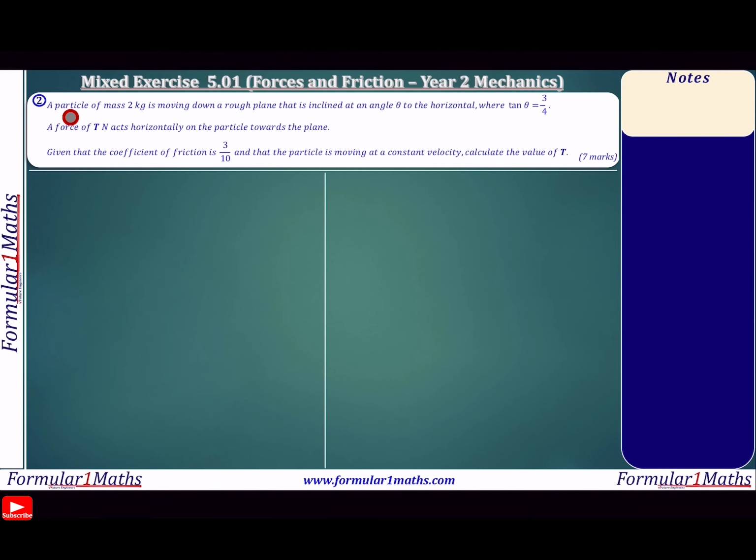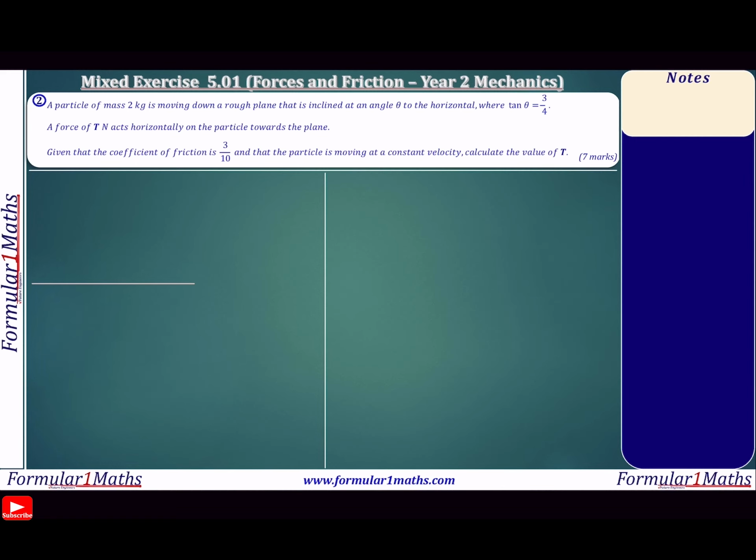Question 2. A particle of mass 2 kilograms is moving down a rough plane that is inclined at an angle theta to the horizontal, where tan theta is equal to 3/4. A force T newtons acts horizontally on the particle towards the plane. Given that the coefficient of friction is 3/10 and that the particle is moving at a constant velocity, calculate the value of T. So we have to do a sketch as follows.